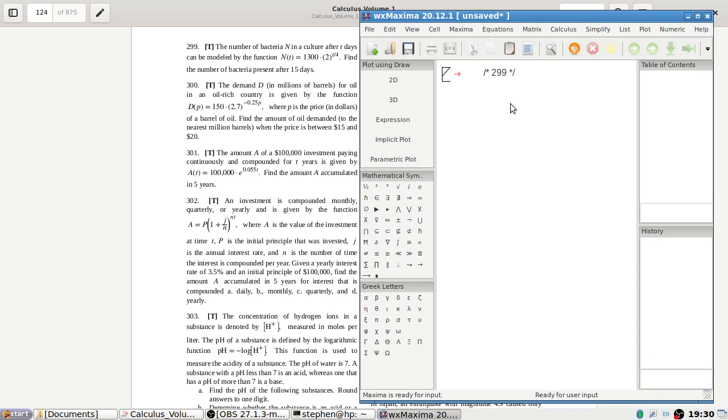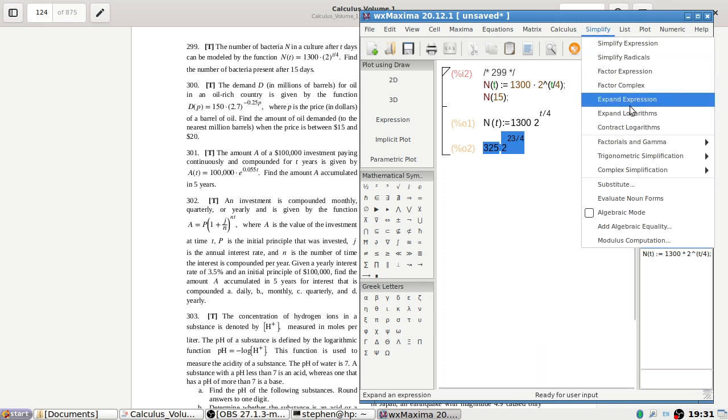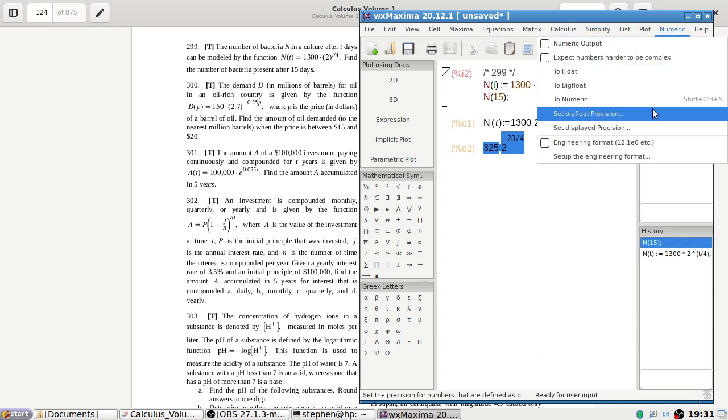299. The number of bacteria N in a culture after T days can be modeled by this function, to the power 0, T divided by 4. Find the number of bacteria present after 15 days. Well, let's see what happens. To numeric.